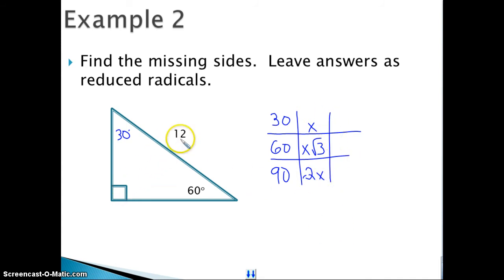So I'll fill in the information that I've got. I know that the hypotenuse is 12, that's my 2x. Well, if 2x equals 12, then x has got to be equal to 6. So the side across from 30 will be 6. The side across from 60 will be side root 3, so 6 square root of 3. So 6 and 6 root 3.